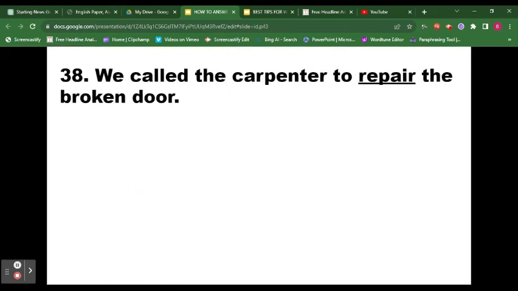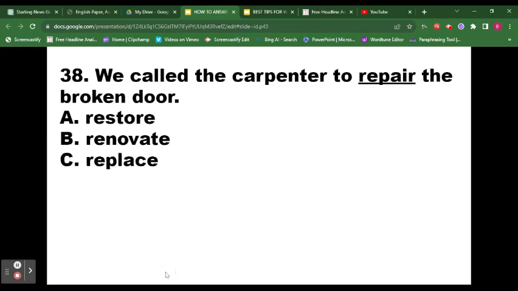38. We called the carpenter to repair the broken door. The underlined word is repair. A, restore. B, renovate. C, replace. And D, mend. Of course, the correct answer is D, mend. You can mend a broken door. Okay.